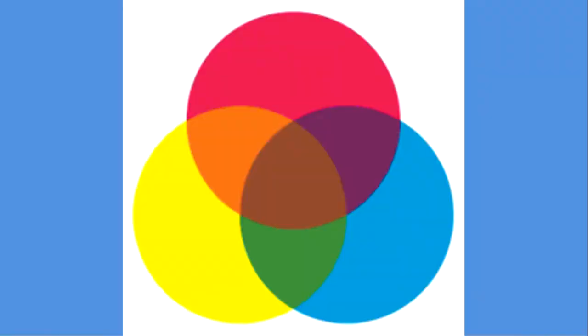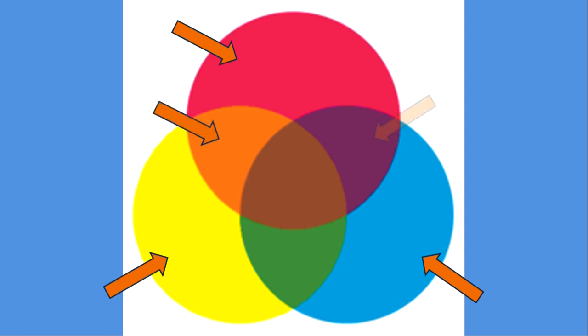The primary pigment colors, which can't be made by mixing other pigment colors, are magenta, cyan, and yellow. The secondary pigment colors, which can be made by mixing two primary colors, are orange, violet, and green. The complementary pigment colors, which can be mixed to create a neutral color, are magenta and green, blue and orange, yellow and violet.